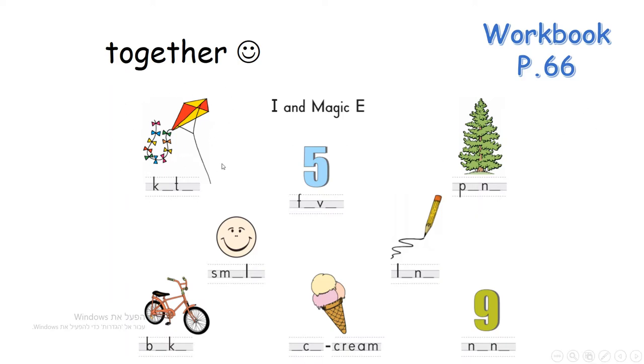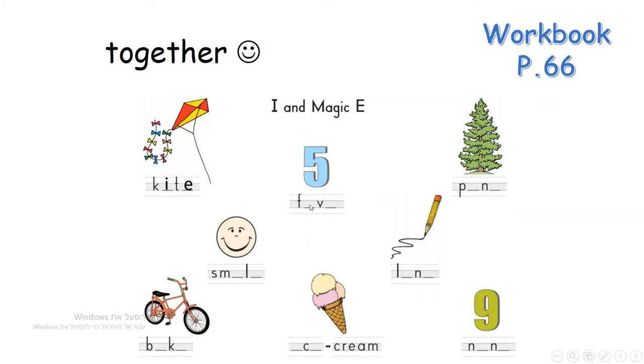It's a kite. Excellent. How do we pronounce kite? K. I. It. What about the E? It's a magic E. It's there, but we don't pronounce it. So, kite. This letter is I. And here we have the magic E. Kite. So, it's a long sound. It's like its name. Okay, kite.